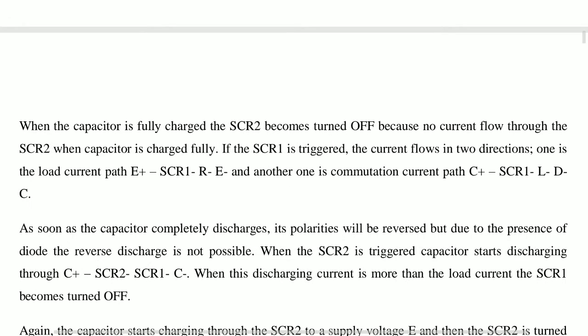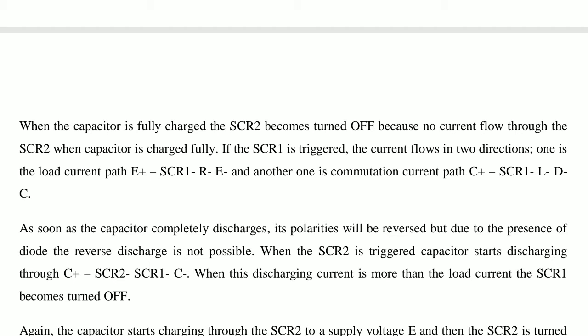So when the capacitor is fully charged, SCR2 turns off. Why does SCR2 turn off? Because the lower plate of the capacitor has negative charge. This negative charge will provide reverse current to SCR2 and ultimately SCR2 turns off. So no current flows through SCR2 when the capacitor is fully charged.